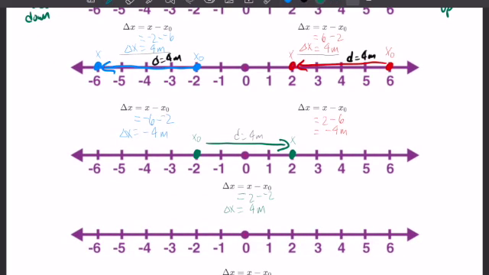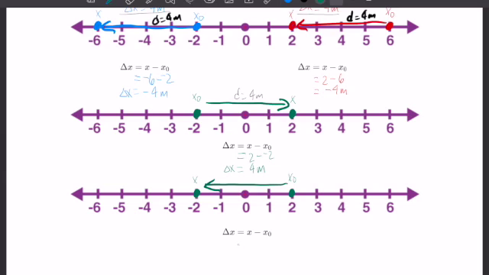Lastly, you may guess that we would start out now at a position of 2. That is our initial position. And our instantaneous or final position for our point of concern is minus 2. To compute the displacement, we now have minus 2 minus 2, which is minus 4 meters. So the displacement is minus 4 meters.